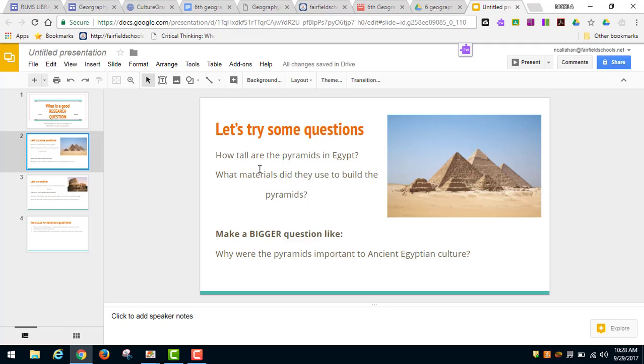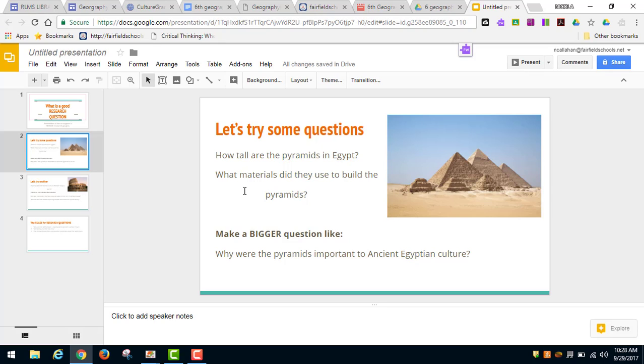If we're studying ancient Egypt and you asked how tall are the pyramids in Egypt, that's a good question. You could get one answer, 3,000 feet tall, but it's not a good research question because there's one right answer and you can't write a whole essay or do a whole project on that question. There's just one word or one fact. So it's a good fact question, but it's not a good research question.